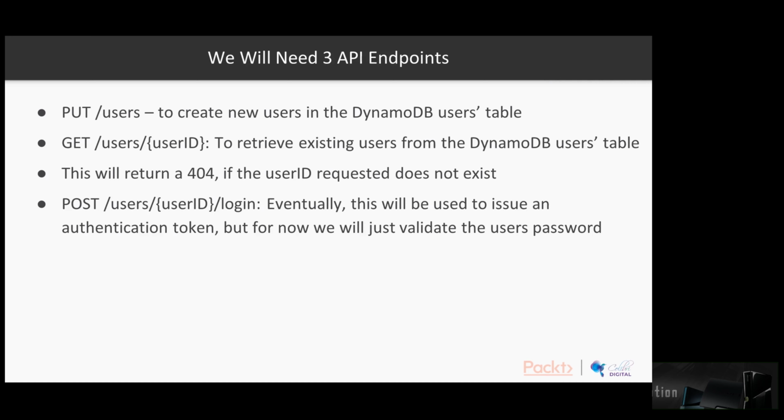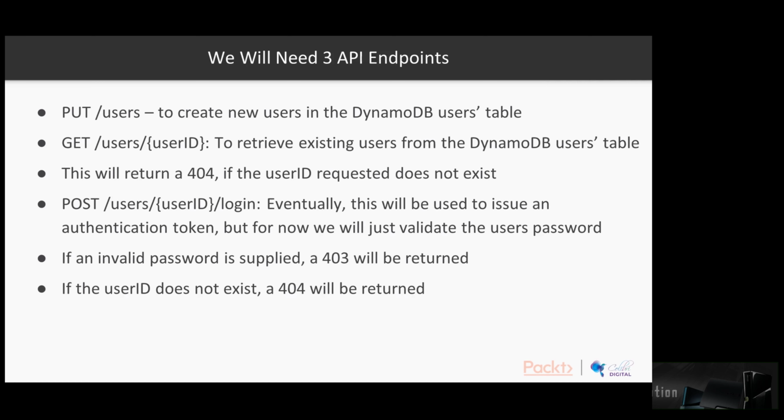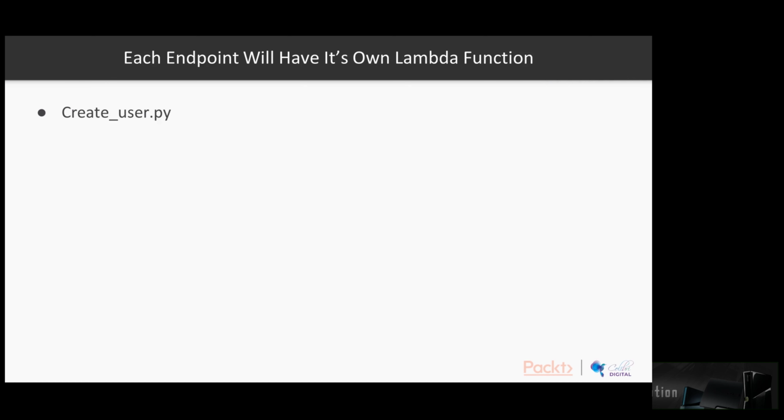And then lastly, we're going to have a login endpoint. So eventually this is going to be used to issue an auth token, and we're going to see how we can do that in a couple of videos' time. But for now, we're just going to validate the user's password. If an invalid password is supplied, a 403 unauthorized will be returned, and if the user ID doesn't exist, a 404 will be returned. And each endpoint will have its own Lambda function.